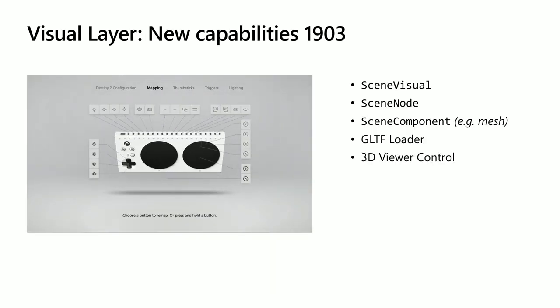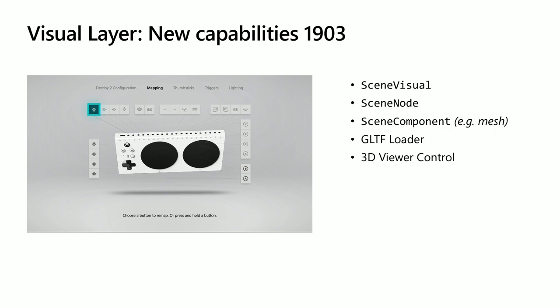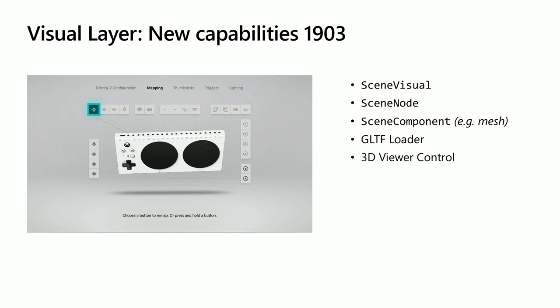Now, we've been innovating and adding features to that layer for a number of years. And some of the most recent things that we added came in the 1903 release, where here we introduced the 3D control. So we've actually added the ability to support 3D in the visual layer. We've added some new APIs, Scene Visual, Scene Node, Scene Component. And these allow you to load really rich 3D models with textures, animations, and complex meshes. And we also added support for common file formats.